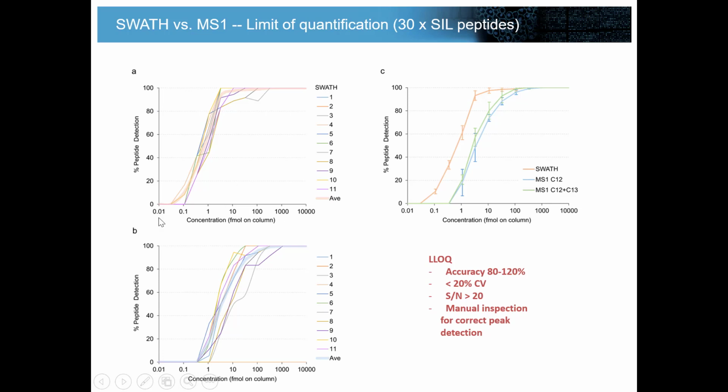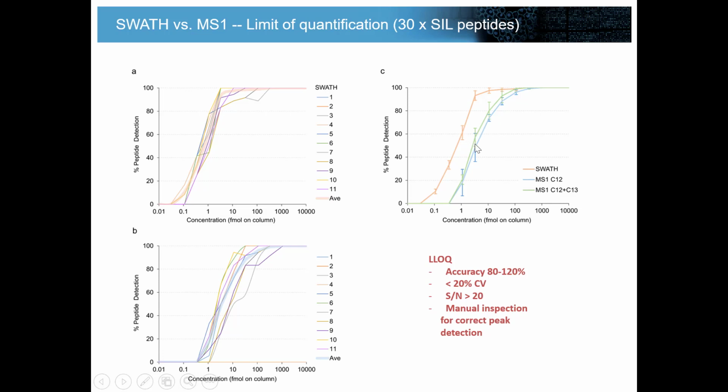Again, we have the concentration on the x-axis, and you can see at the highest concentrations, basically everyone detects everything. This is the SWATH data, and down here is the MS1 data. What I'm trying to point out is that there's a difference in the attrition of which peptides are detected as you walk down the dilution curve when you're looking at either MS1 data or MS2 data. So the limit of detection, limit of quantification in this case is probably an order of magnitude lower in the SWATH data than it was in the MS1 data.